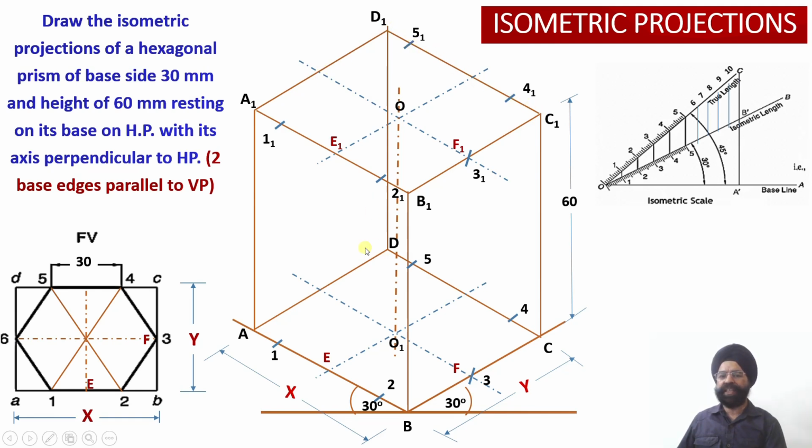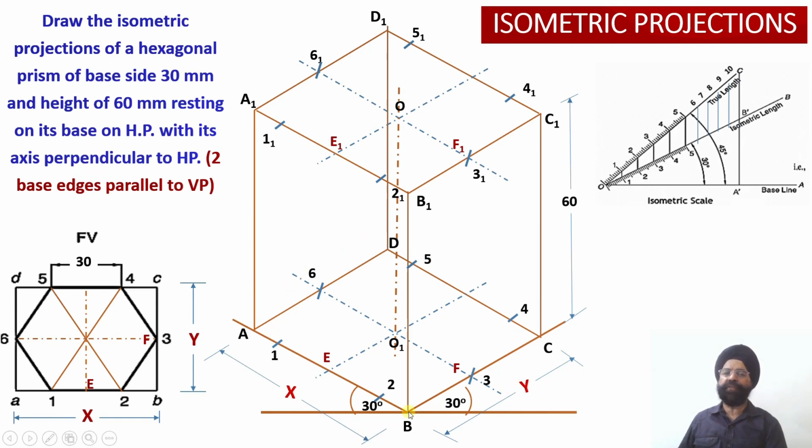And finally this point 6 will be evaluated. We have to measure the distance of A6. So once we measure the distance of A6, we are going to mark the isometric length A6 on the base, and similarly A1 to 6-1 will be marked on the top face. So all the 6 points of the hexagon have been plotted using rectilinear distances on the top face. All the 6 points of the base have been located using rectilinear distances on the bottom face.